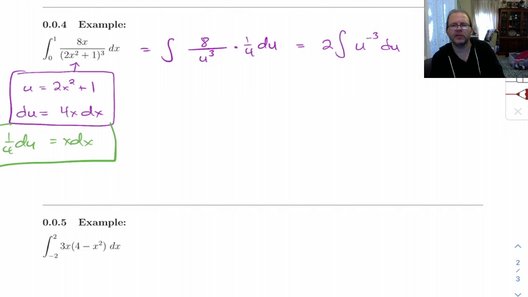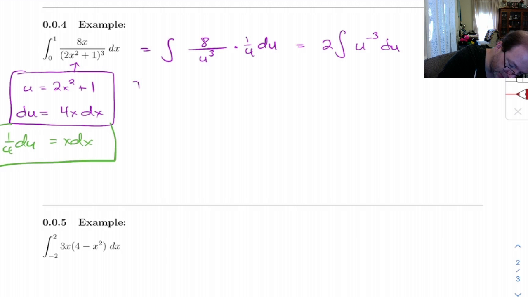Now, what about those endpoints? It looks like I've sort of forgotten them. So we've really got two options here. We could continue this integral, finish it, and then put it back in terms of x and plug in the 0 and the 1. The other option is we can translate our endpoints.